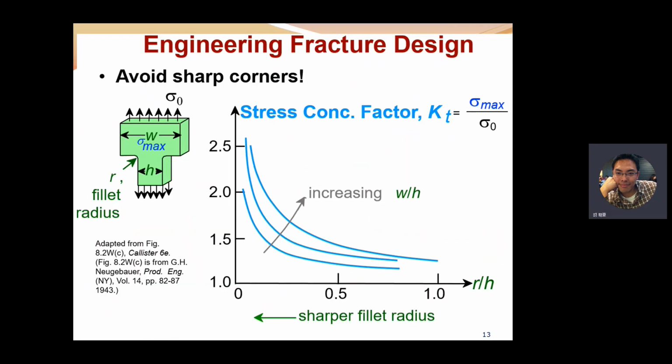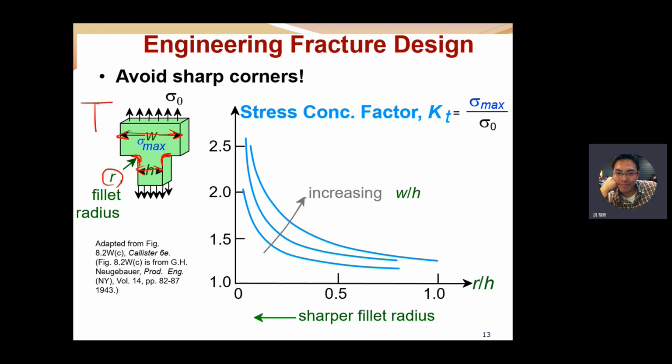So from the design cases, for example, we have a part like this. It's a T-shaped component, and the width of the bottom is W, and the width of the head is H. And we have these fillets, 2 fillets, and this radius is R.